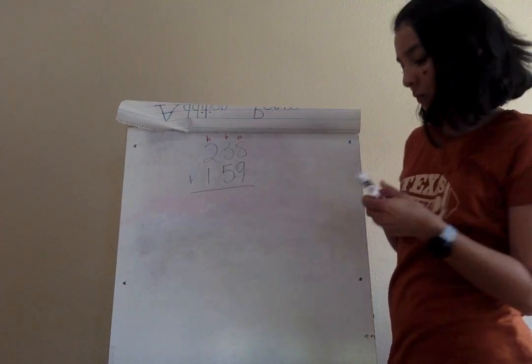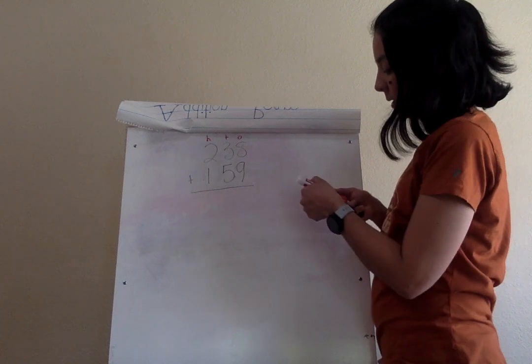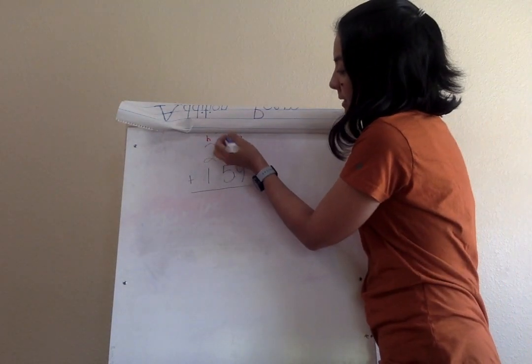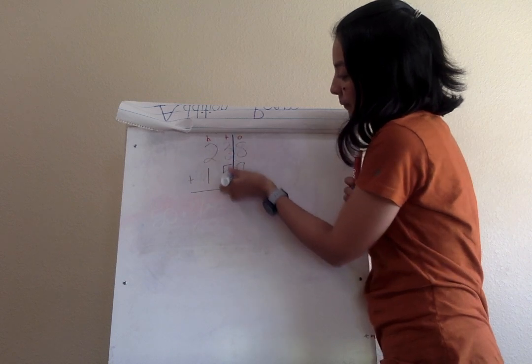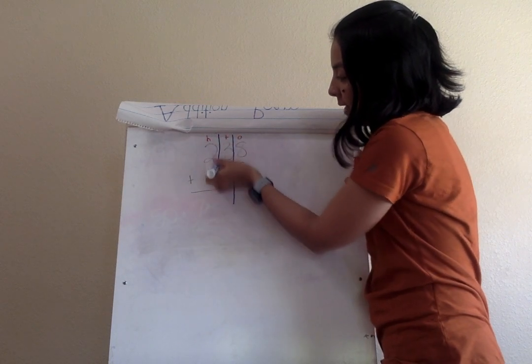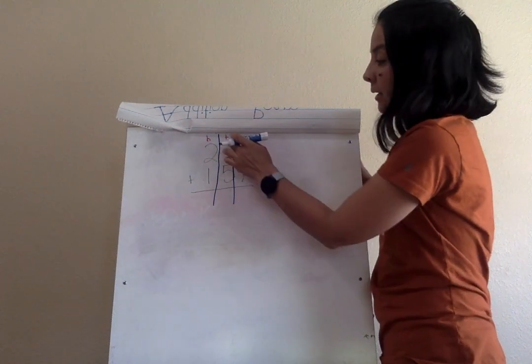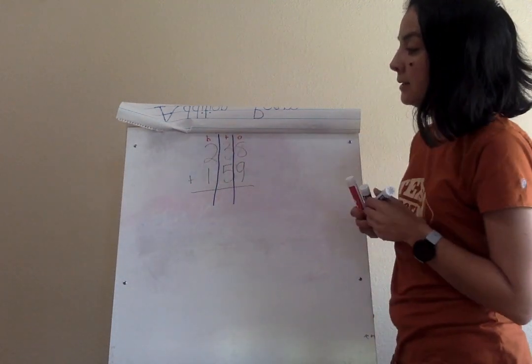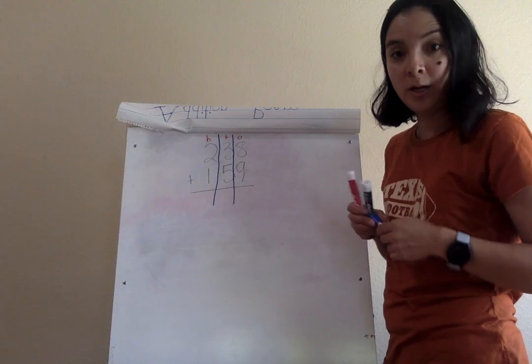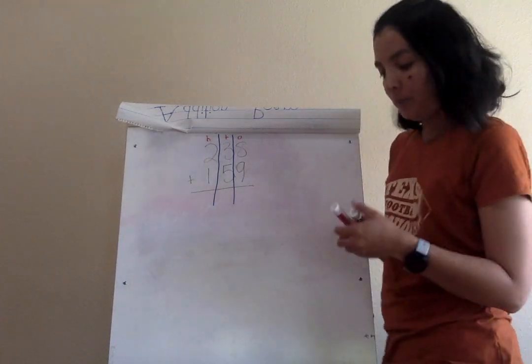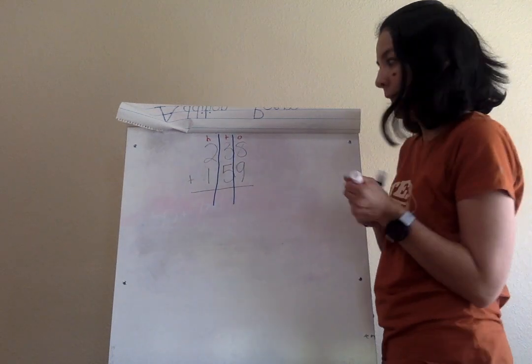So I'm going to start with my 1s, and I am going to help myself by drawing lines between them. That is going to help me see that these numbers are my ones, and the 3 and the 5 are my tens, and the hundreds are my 2 and my 1. I start with my 1. 8 plus 9. What is 8 plus 9?